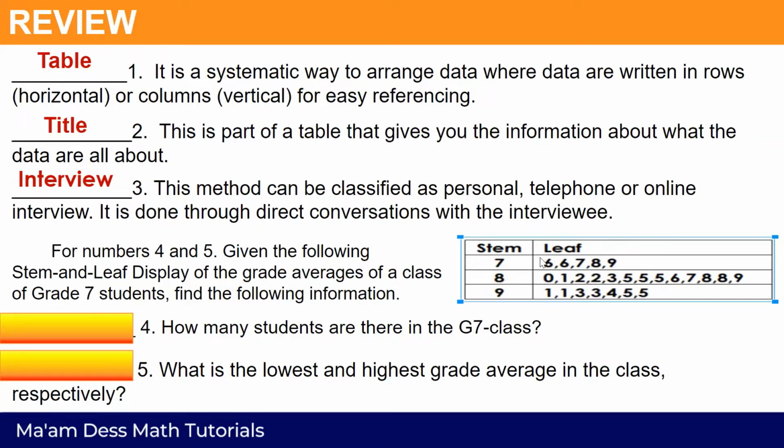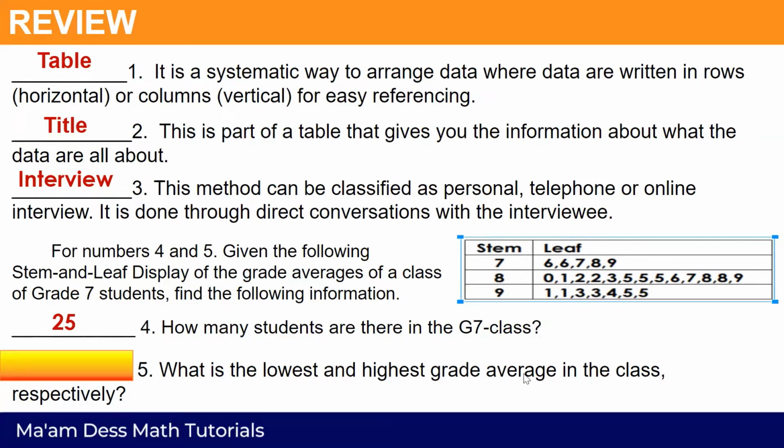So as you can see, the stem and leaf is on the right. Number 4, the question is, how many students are there in the grade 7 class? Okay, 25. Based on the stem and leaf, you will count the number of digits in the leaf column. So makikita po natin dyan, kapag binilang po natin yung digits under the leaf column, that is the number of students from the data.